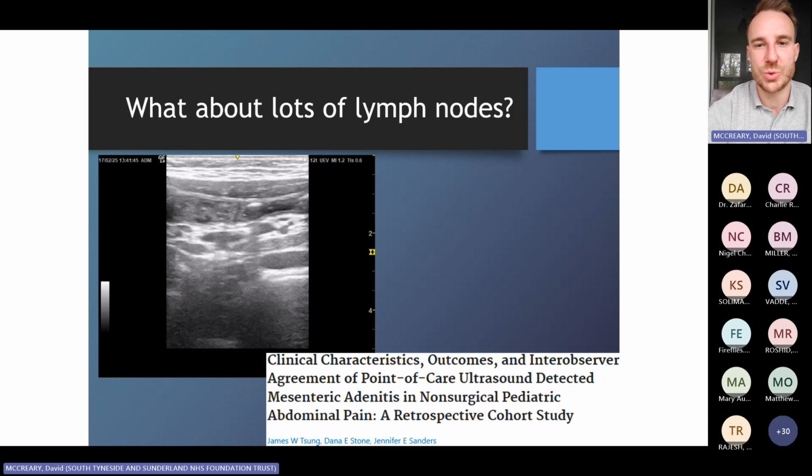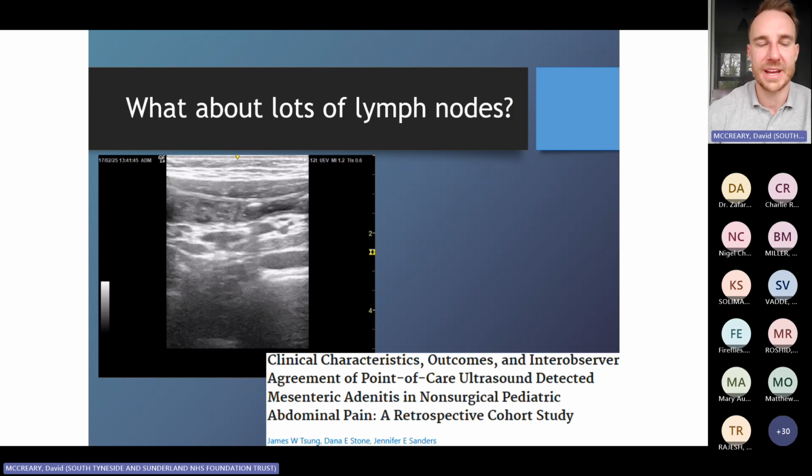I think when we're seeing 20 nodes, 25 nodes, that would be really consistent with mesenteric adenitis, and you can make a rule-in diagnosis, I think. Bear in mind you've spent a lot of time scanning, you haven't found an appendix, you haven't found secondary signs. I've also come to know, through doing these scans, that they don't seem quite as tender as I think for an appendicitis.